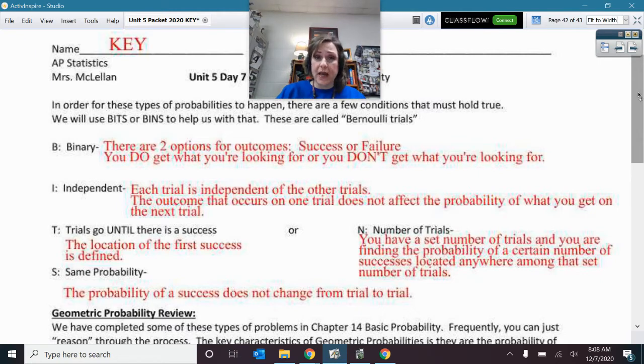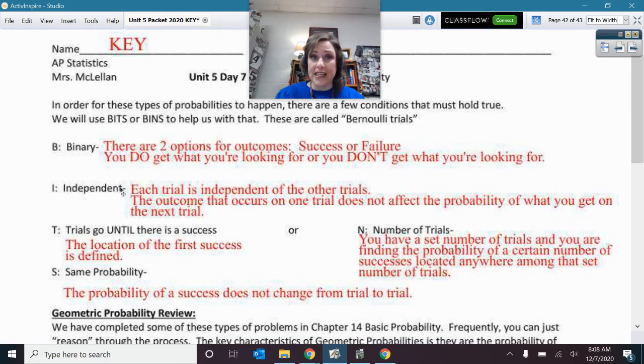So in order to be able to do these geometric or binomial probabilities, we need to have BITS or BINS depending on the situation. So let's talk about what those mean. B stands for binary. And that means that the situation we're talking about is two options, a success or a failure. You get a green light or you don't get a green light. The car driver is wearing a seatbelt or not wearing a seatbelt. Okay? You get what you're looking for or you don't.